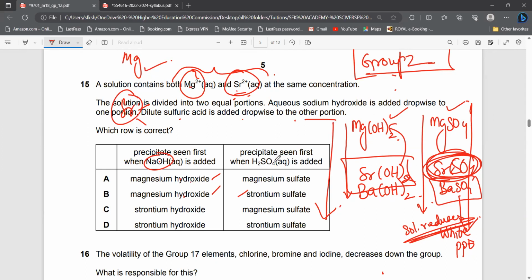So yep, note about this one. So sulfate, it's strontium sulfate that forms the precipitate because sulfates become less soluble going down the group. So therefore option B is correct.